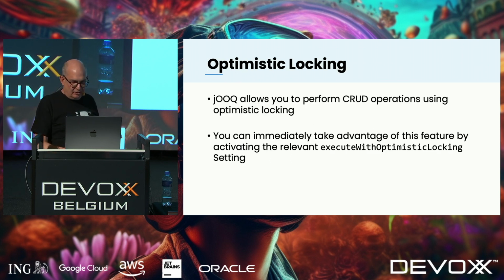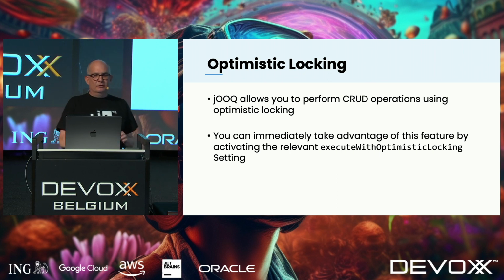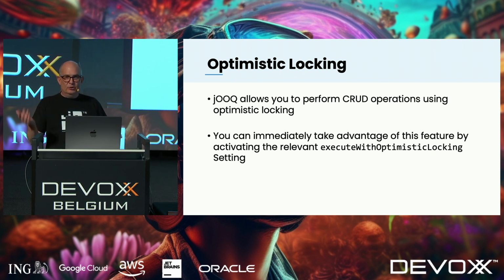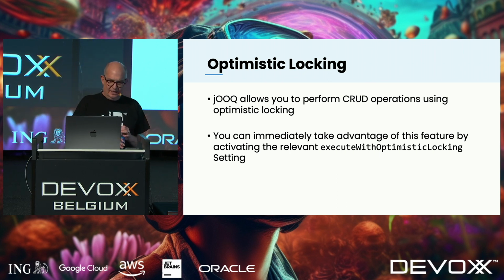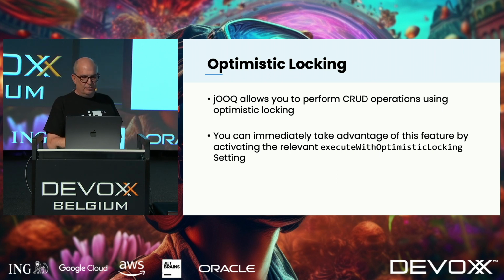Then another thing that comes with transactions is optimistic locking. If you're using Hibernate, you have this version field. This could be either an ID or a version number or a timestamp, and jOOQ can do the same. So let's have a look.